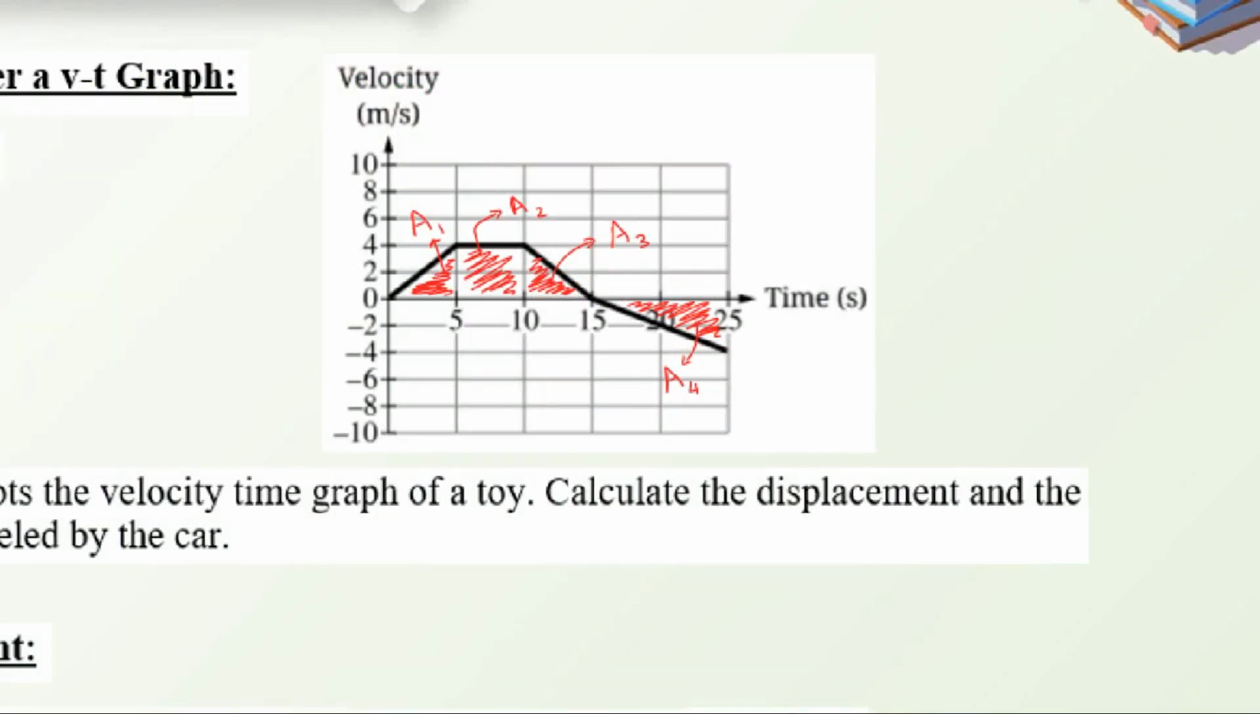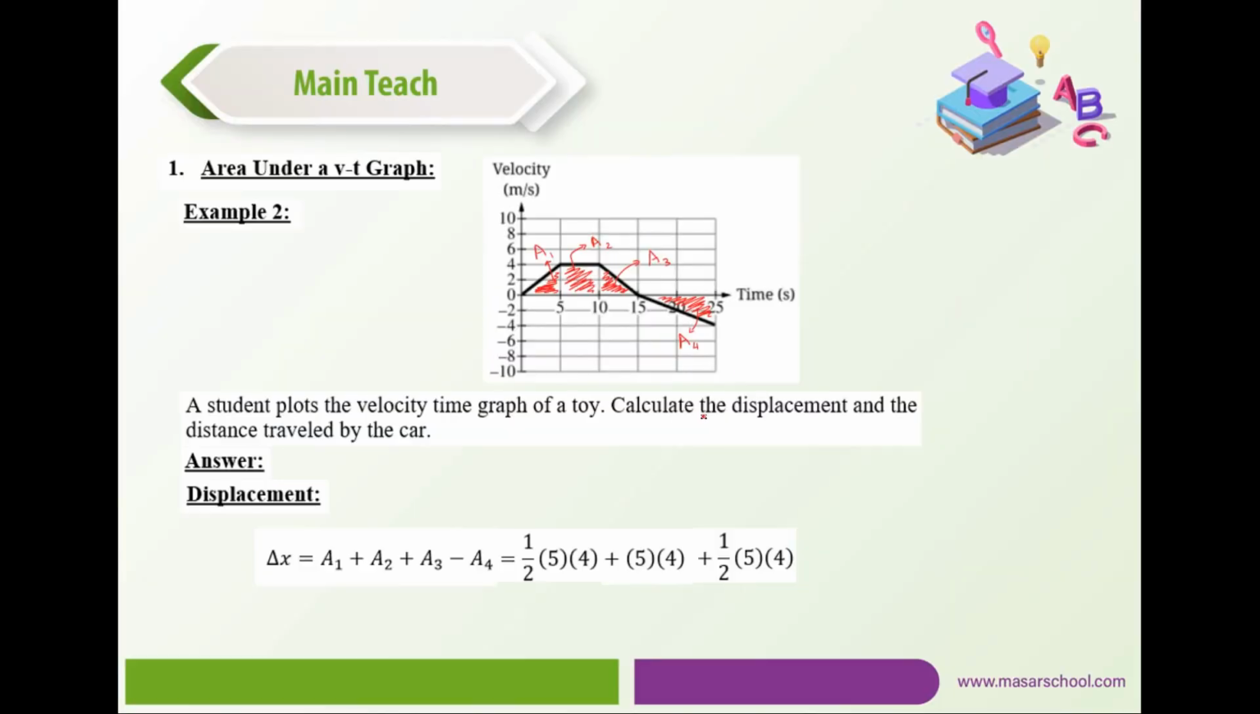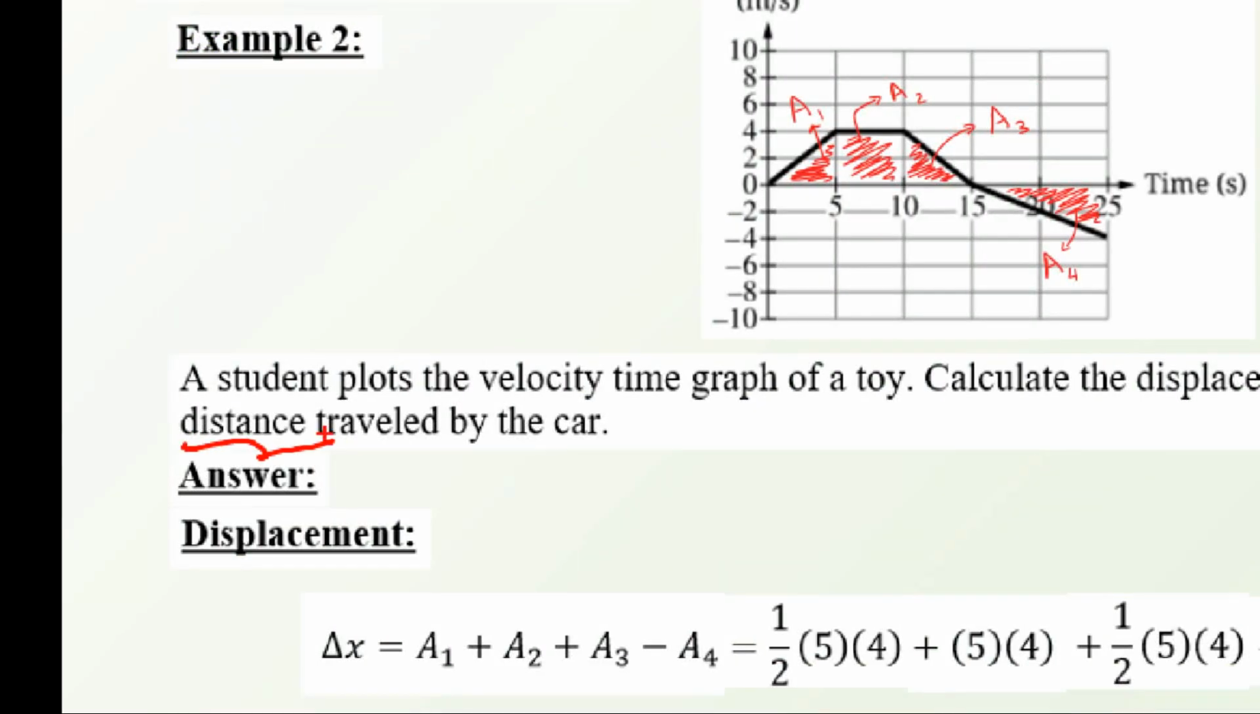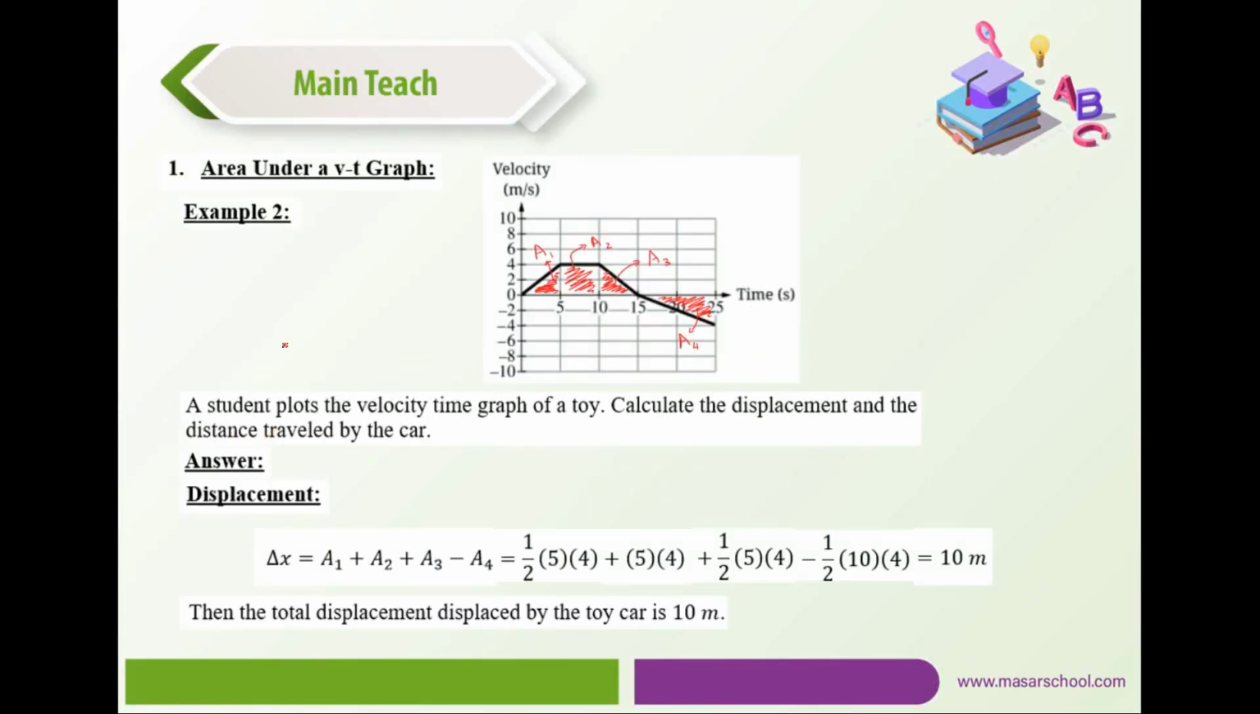And that would be of base 5 and height negative 4 or 4. And the displacement in this case would be 10 meters. Now, this is part of the question. The other part would be to calculate the distance traveled by the car. Then in this case, the total displacement is 10 meters.